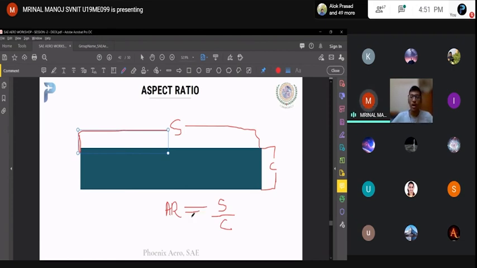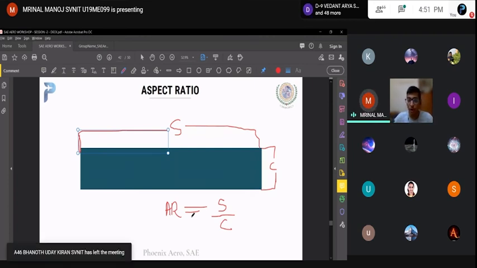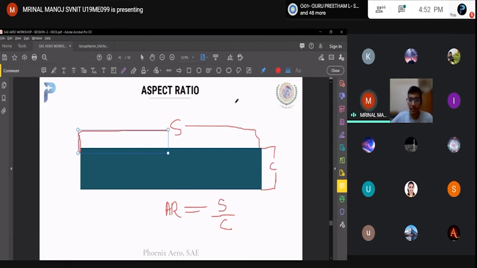Now, not all aircraft have a rectangular wing shape. So for more complex wing shapes, another formula which they deduced was the square of the wingspan upon the area of the wing. The area of the wing, my bad. The area of the wing.